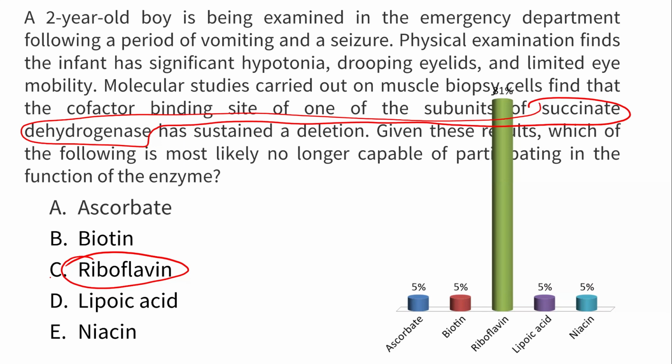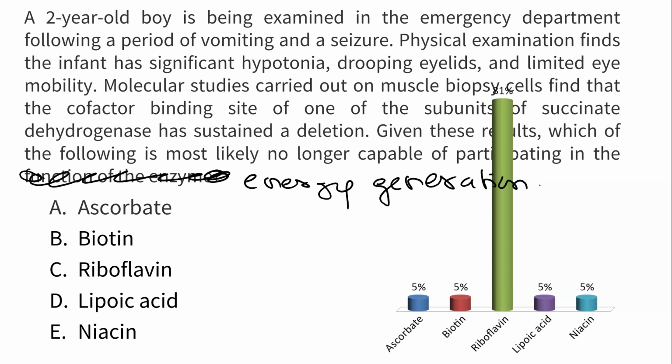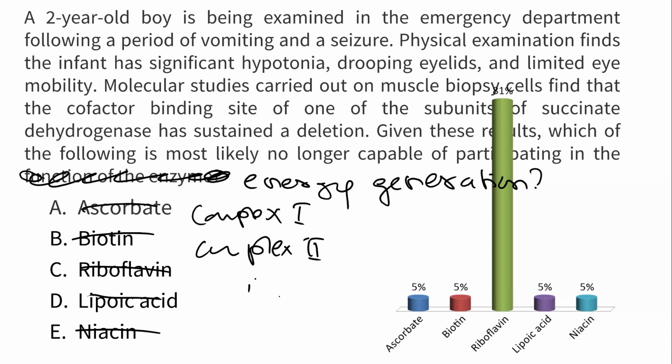Okay. So succinate dehydrogenase. What if this question was modified? I'm going to modify that question now. Okay, I'm going to change this. Which of the following is most likely no longer capable of participating in energy generation? I'll just make it like this. In the energy generation. And then here I will just change the choices. Complex 1, complex 2, like that. I'll just go on writing 3, 4, 5. That's it.